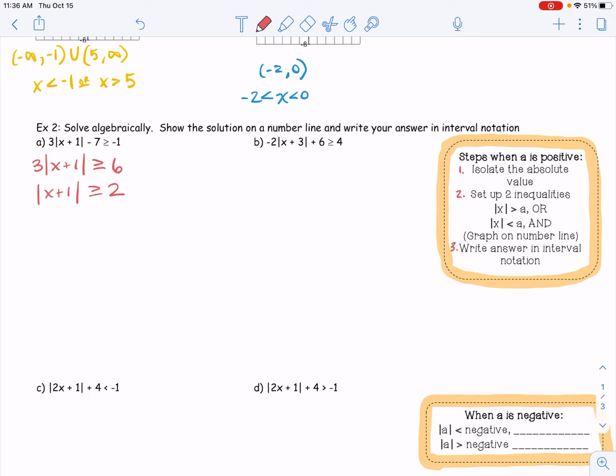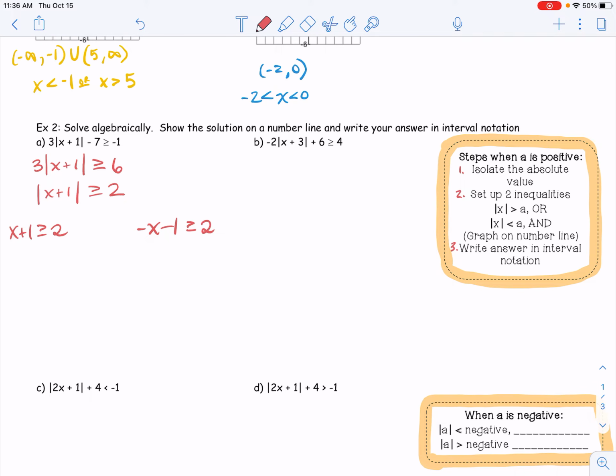Therefore, I am moving to the next step, which is to create the two inequalities. Just like we did with equations, I'm going to do a positive where I just drop the absolute value signs and keep everything the same. And then I'm going to do the quote-unquote negative. That means I've dropped the absolute values and everything on the inside of the absolute value will take the opposite sign. So instead of a positive x plus 1, I'm going to take a negative x minus 1 and still leave it greater than or equal to 2. I'm not changing my sign. I'm not changing the number on the other side. I'm only changing what's inside the absolute value to create those two inequalities.